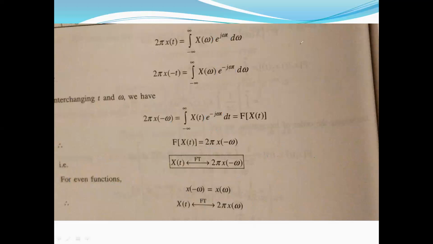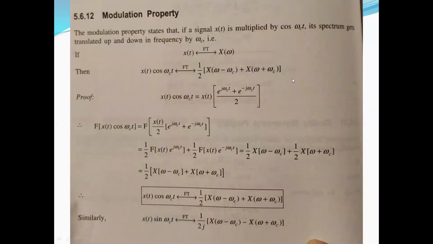Okay, let's go to the next property, which is called the modulation property. According to the modulation property, whenever a signal is multiplied with a cos or sine function, it holds for both cos and sine, but in this case we are taking only cos. Whenever x of t is multiplied with cos omega c, its spectrum will get shifted up and down by a frequency of omega c.